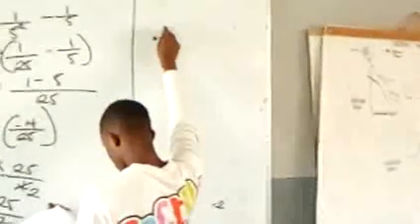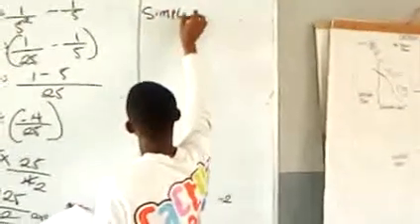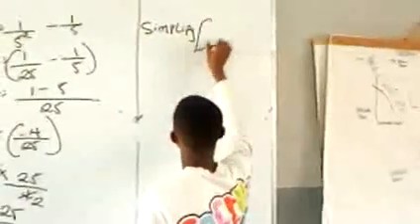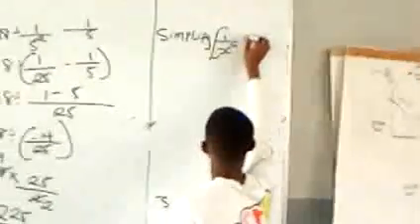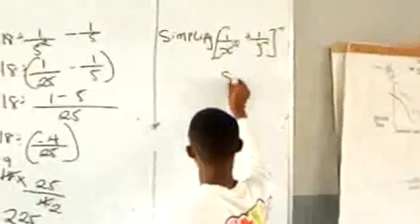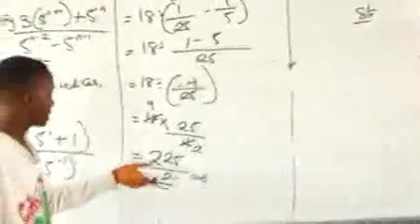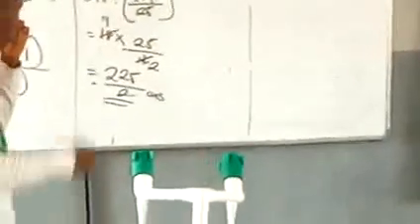Now the next question. I forgot to put my minus sign, so the answer is minus 225 over 2 because of this minus sign.